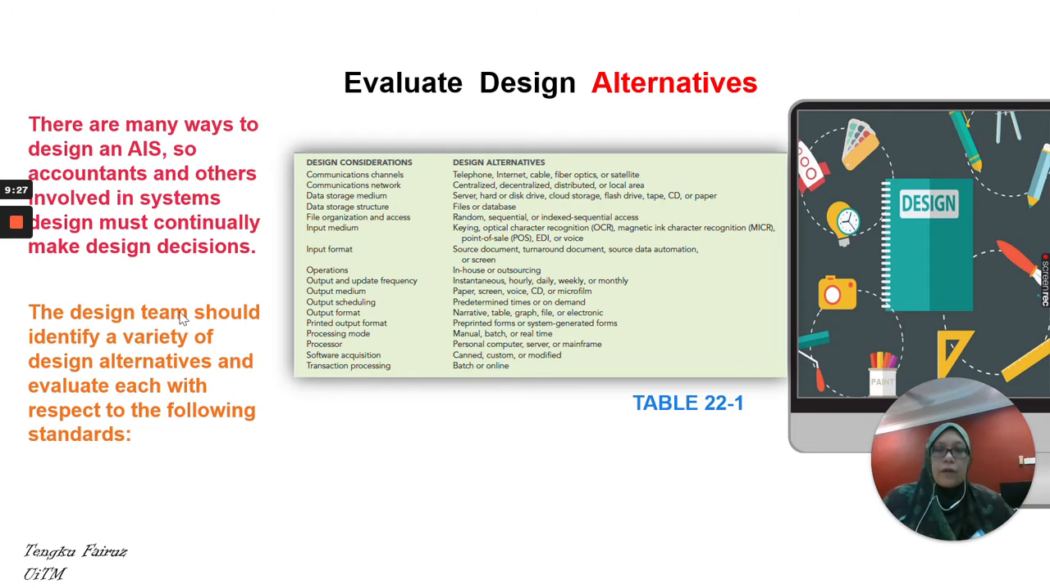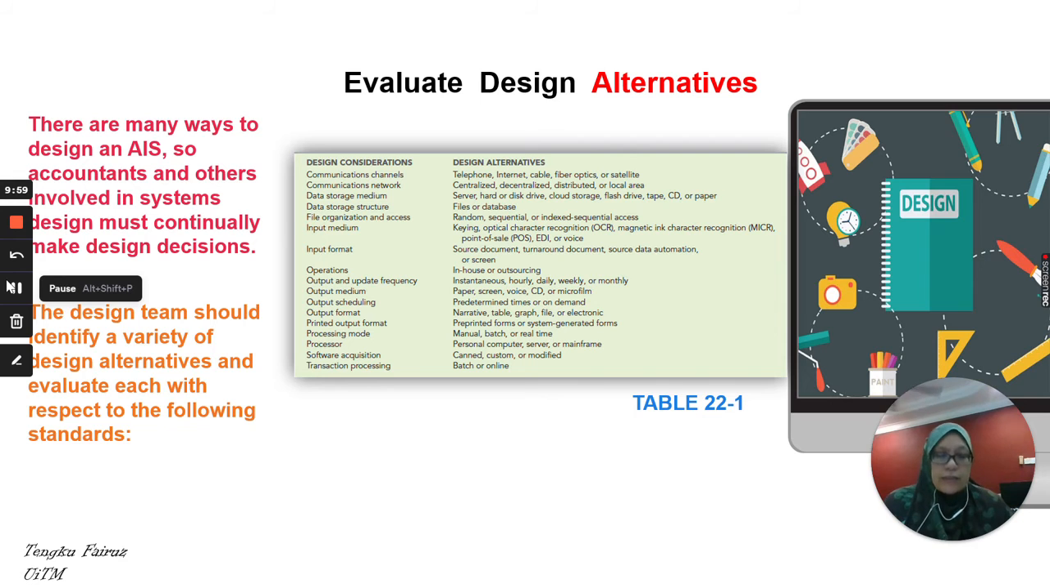So we go to the first one first: evaluate design alternatives. Alright, so there are many ways to design the AIS. So the accountants and others involved in the system design must continually make design decisions. If you refer to the Shopper Smart case under summaries and case conclusion, we can see that Anne Christie wants to tackle the sales processing system.